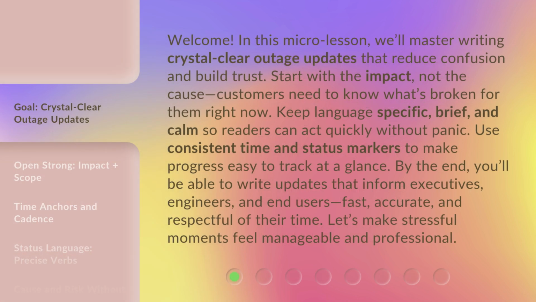Welcome. In this micro lesson, we'll master writing crystal-clear outage updates that reduce confusion and build trust. Start with the impact, not the cause. Customers need to know what's broken for them right now. Keep language specific, brief, and calm so readers can act quickly without panic. Use consistent time and status markers to make progress easy to track at a glance. By the end, you'll be able to write updates that inform executives, engineers, and end users, fast, accurate, and respectful of their time. Let's make stressful moments feel manageable and professional.